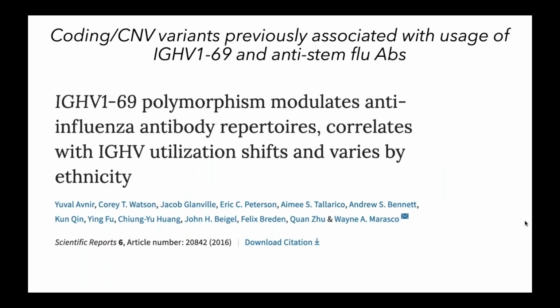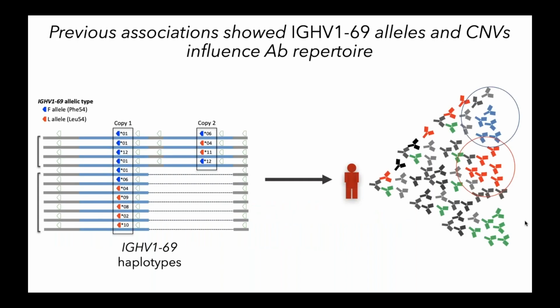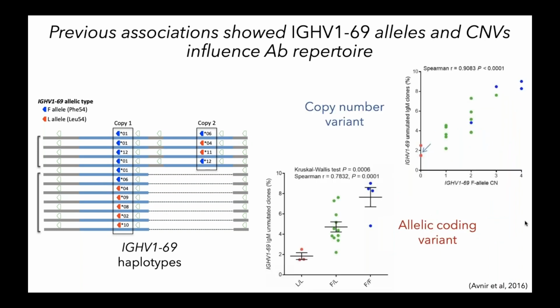And this is motivated by work that we did several years ago, looking at a specific polymorphism in IGH that is known to be linked to influenza anti-stem neutralizing antibodies, in which we looked at the gene IGHV1-69, which is known to vary at both the allelic level as well as in copy number. And so individuals have many different alleles in the population, and individuals can vary between 2 and 4 copies in their genome.